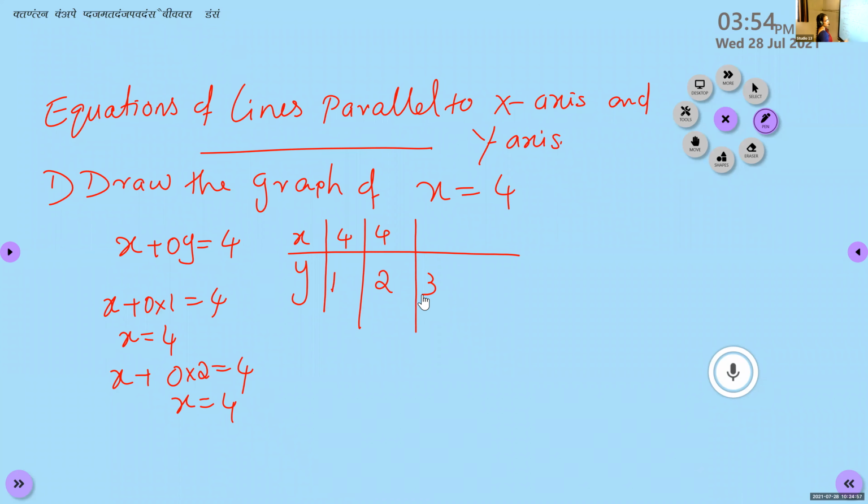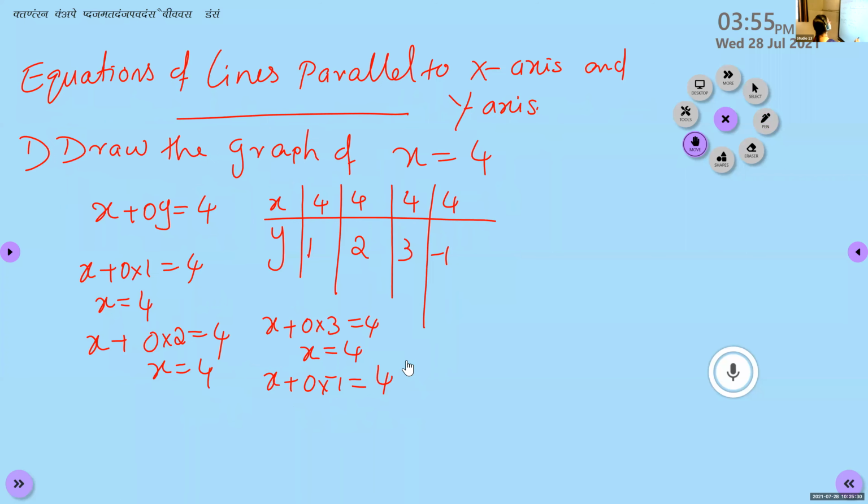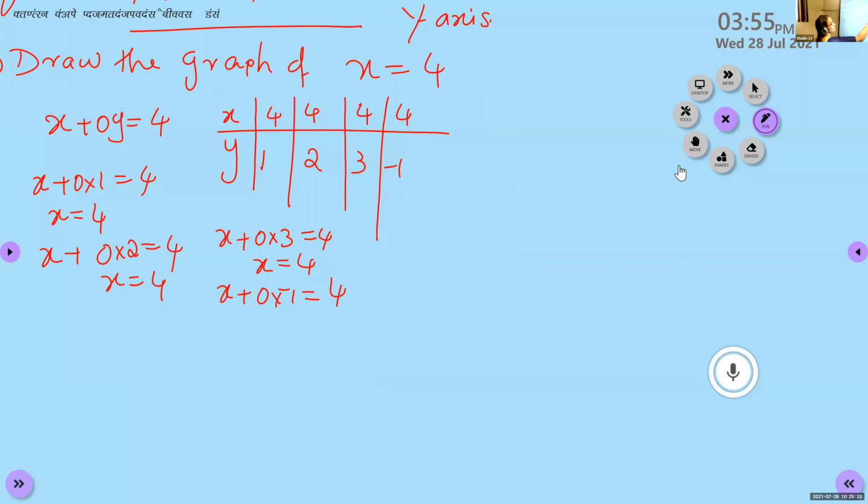If we give 3 to y: x plus 0 into 3 equal to 4. Value of x is 4. If we give negative 1, value of x is 4: x plus 0 into negative 1 equal to 4. Whatever value we give to y, we get value of x as 4. And if we try to draw its graph, I will show you what happened.